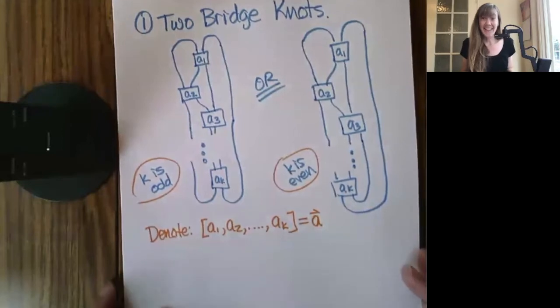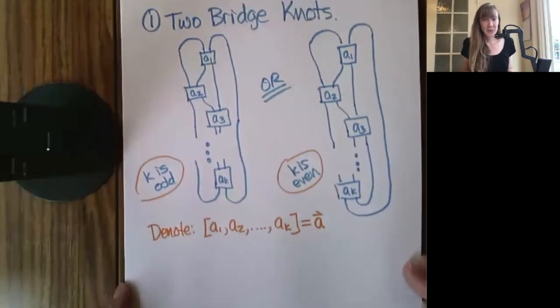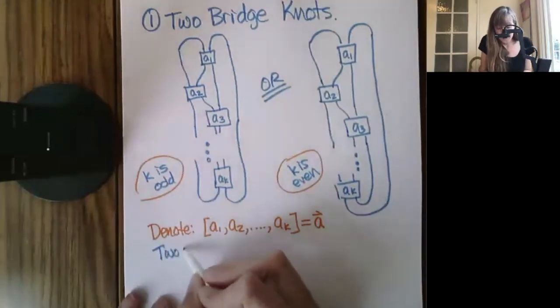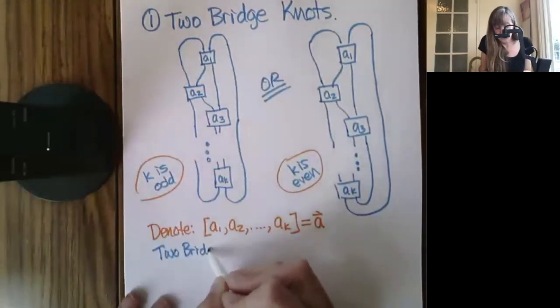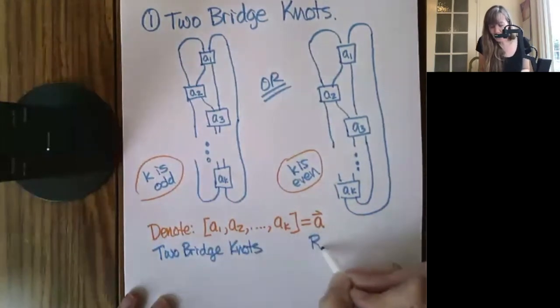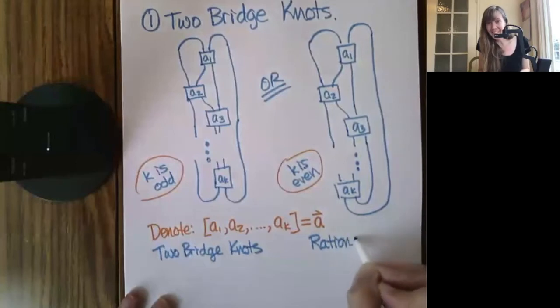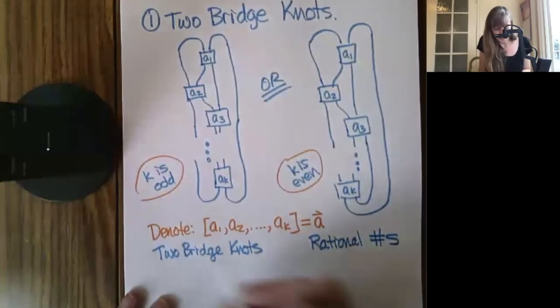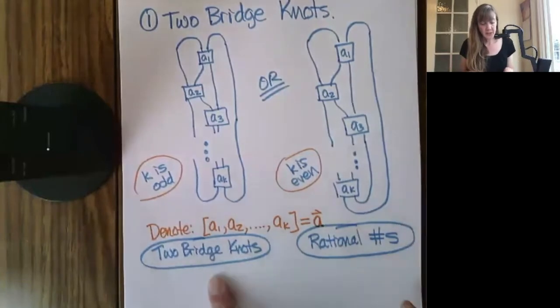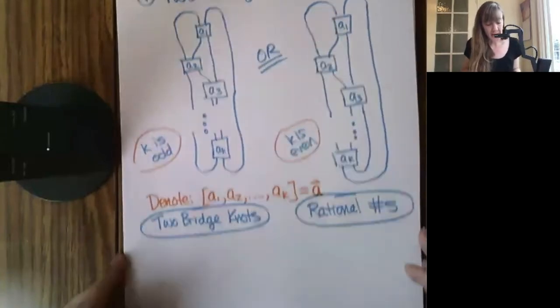All right, and now there's a valuable connection between two-bridge knots and rational knots that we want to mention. Did I say rational knots? I meant rational numbers. Rational numbers. Here we go. So given a two-bridge knot, we can get a rational number as follows.